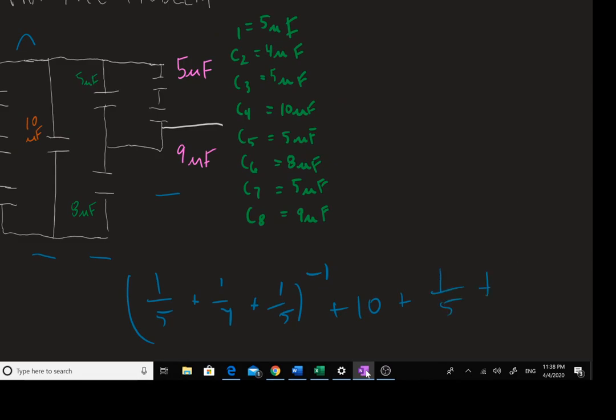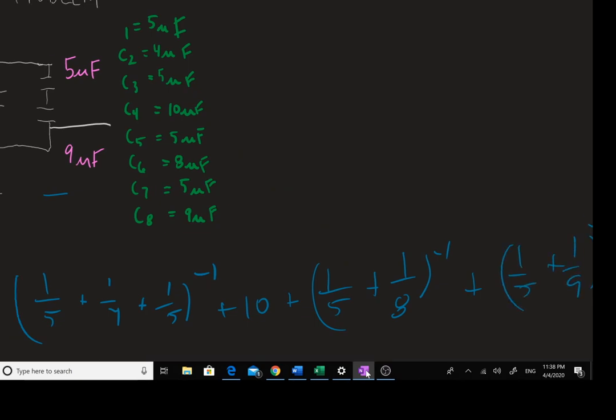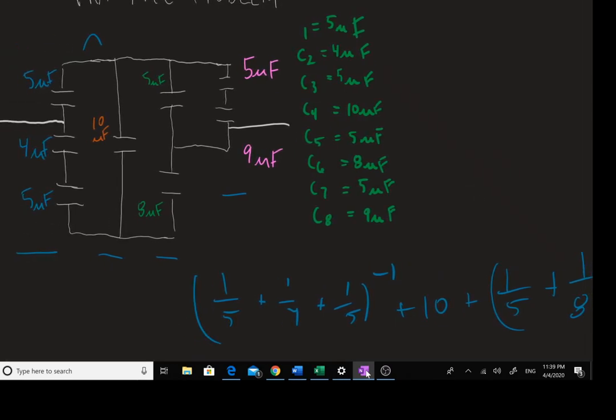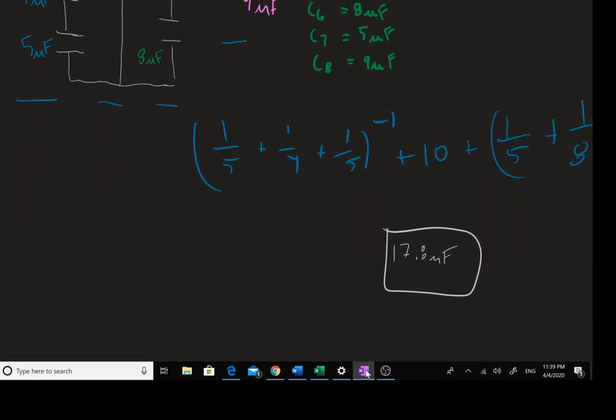Then same thing for the third one. Then you add them all up, because really, if you simplify it, you're just looking at a bunch of them in parallel when you simplify down the series ones into parallel. So you add them all up, you get 17.8 microfarads.